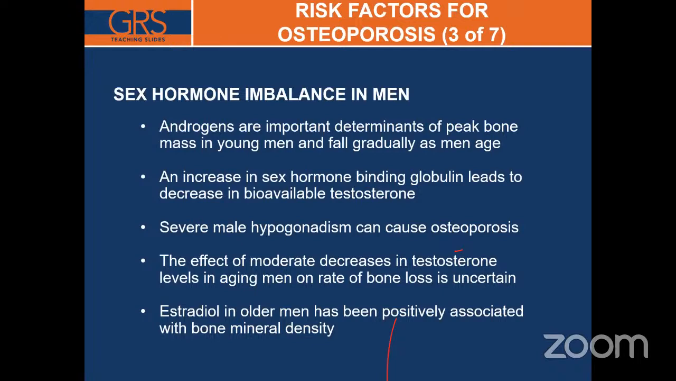Sex hormone imbalance in men. Androgens are important determinants of peak bone mass in young men and fall gradually as men age. An increase in sex hormone binding globulin leads to a decrease in bioavailable testosterone. Severe male hypogonadism can cause osteoporosis. In men, severe hypogonadism can be due to pituitary tumors or androgen deprivation treatment, in patients being treated for prostate cancer, for example. The effect of moderate decrease in testosterone levels in aging men on the rate of bone loss is uncertain. Estradiol in older men has been positively associated with bone mineral density.